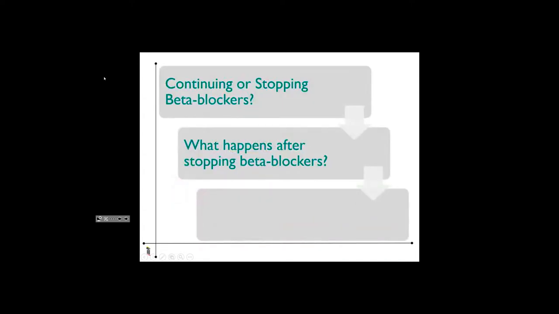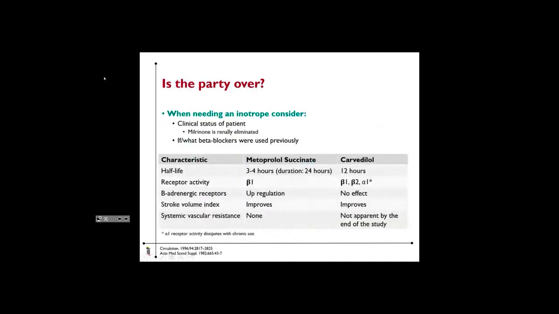So what happens after actually stopping our beta blockers, right? Is this beta block party over? When needing an inotrope, we need to consider the actual clinical status of the patient, as milrinone is renally eliminated, and what beta blockers were used previously. I have data here looking at metoprolol and carvedilol.